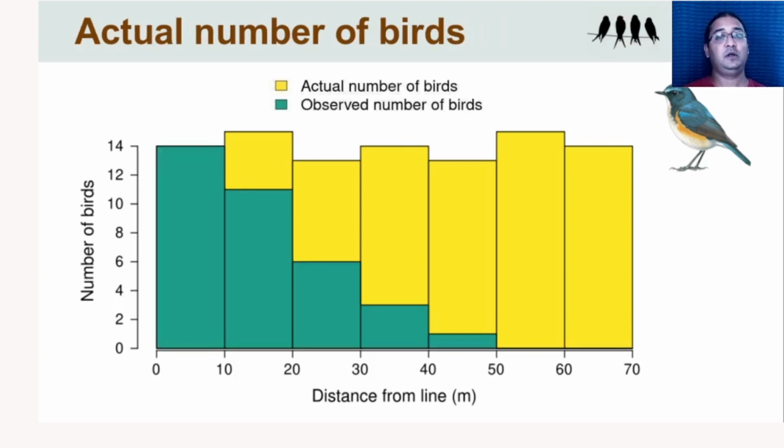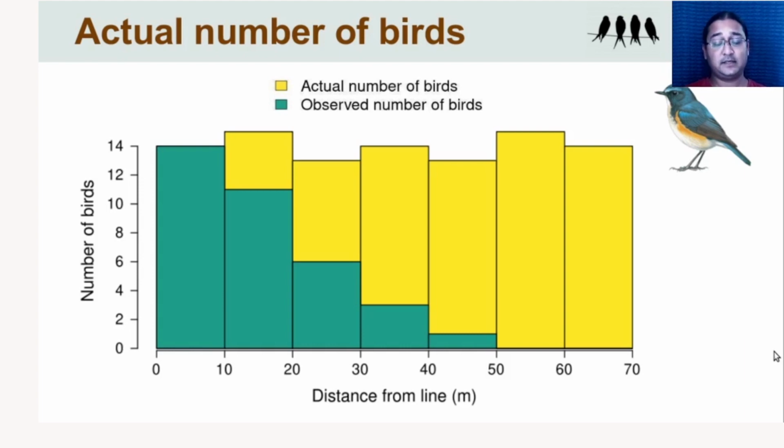And therefore, the observed number of birds, shown by the green here, follows a pattern like this. Close to the line, you see almost all of the birds, and with increasing distance from the line, the observed number of birds comes down, but the actual number of birds remains the same.